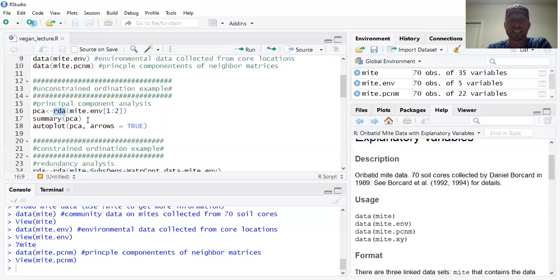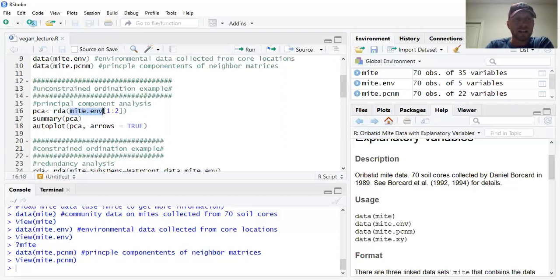This stands for redundancy analysis, and that's a form of constrained ordination or direct ordination where you have two matrices, usually a community matrix and then a matrix of environmental data, and you're thinking about how much variation in the community matrix can we explain with the given environmental data. But if you only give one matrix, what vegan does automatically with the RDA function is it runs a PCA, an unconstrained or indirect ordination method. So we're going to use the RDA function.